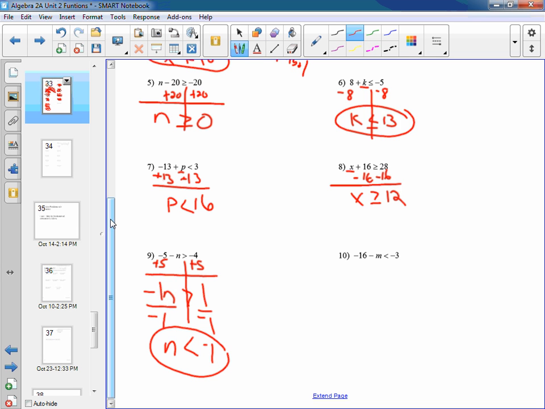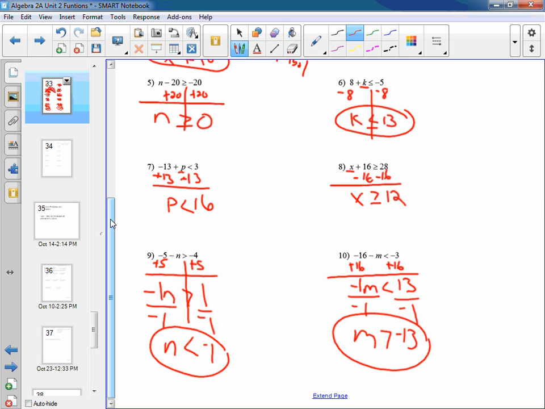So you should get n is less than negative 1. And then over here you'll add 16. So negative m is less than 13. Divide by negative 1. And you get m is greater than negative 13. All right, so that's kind of our warm-up that you need to do in order to be able to do the problems in this section.